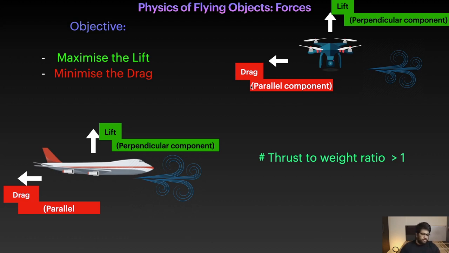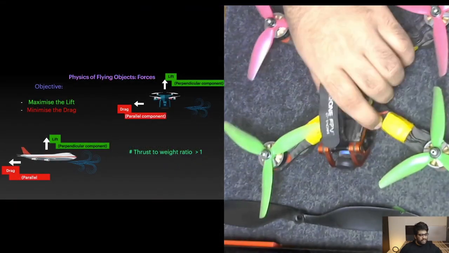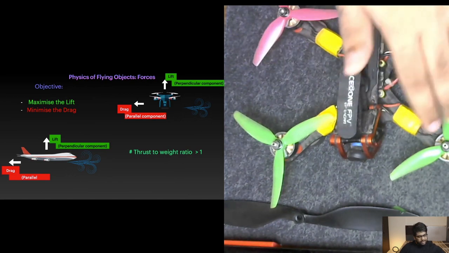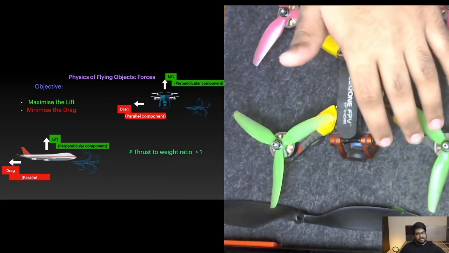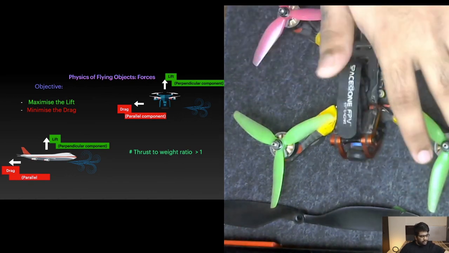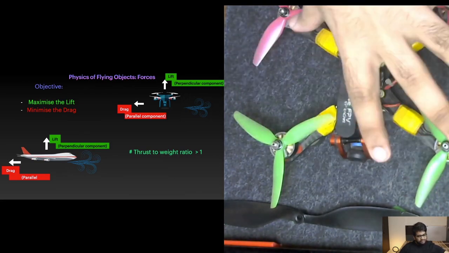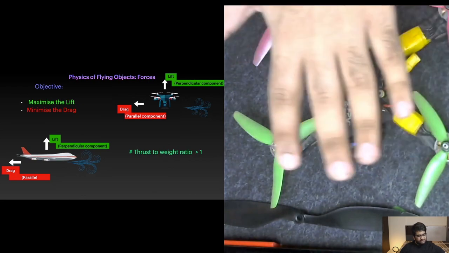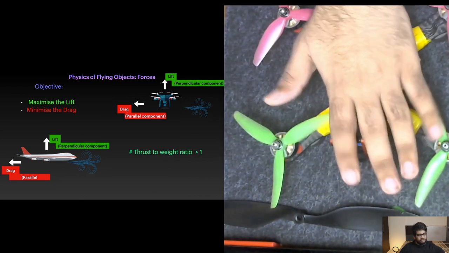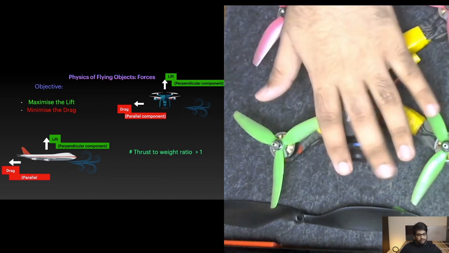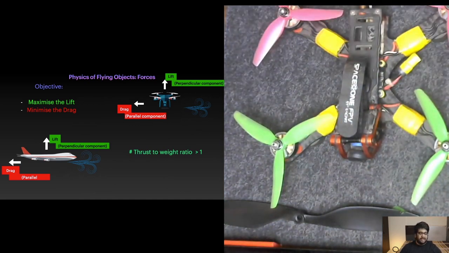And if you talk about these drones which I have made, these drones have a weight of around 1 kg, and each motor at full RPM is capable of producing, let's say, 2 kg of thrust. So 2 × 4 is 8 kg of thrust. So 1 kg is the weight of this drone, and 8 kg of thrust it can produce. So the thrust to weight ratio of this particular drone is 8:1, which is very high.